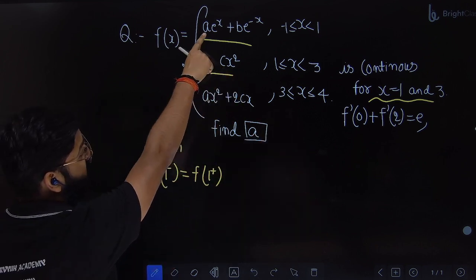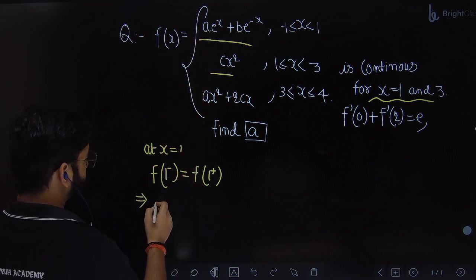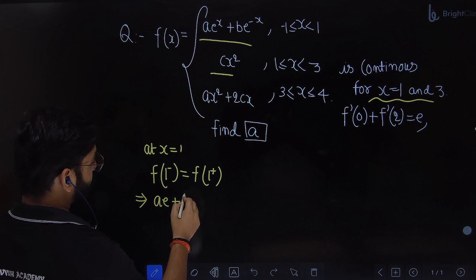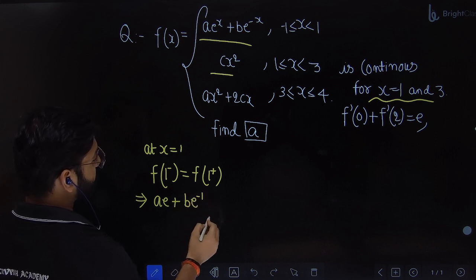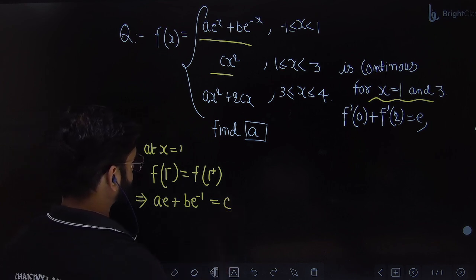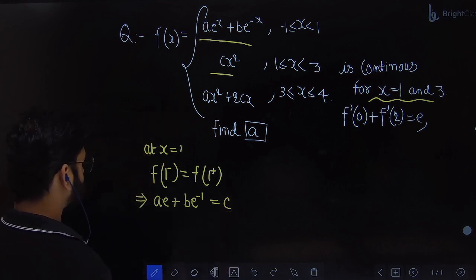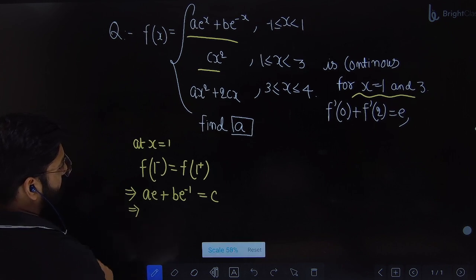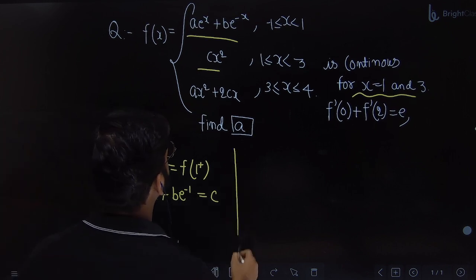What will I put x as? 1. So a e plus b into e to the power minus 1 will be equal to how much? C. So we'll simplify this later.